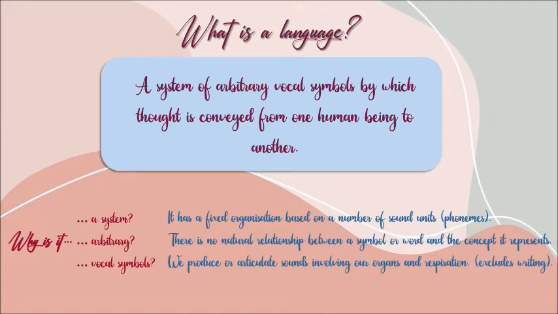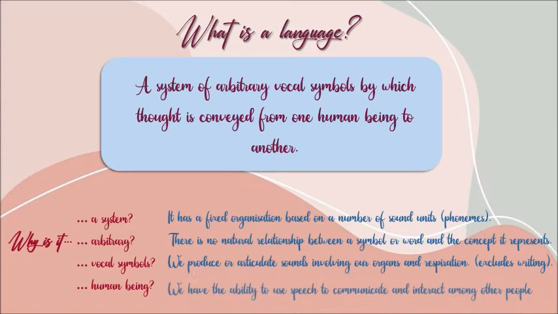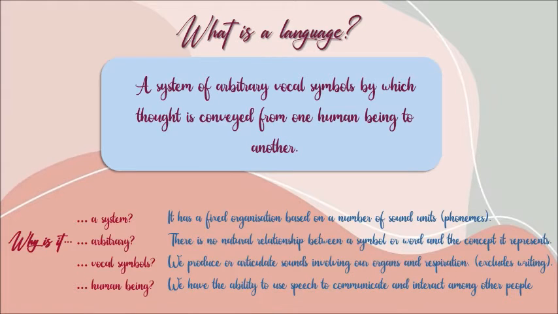of speech. And why is it among human beings? Because we have the ability to use speech to communicate and interact among other people. An animal can also communicate, but they do it in a different way, not using language as we do. They can use body language, different sounds, they can make use of their senses in different ways, but we, human beings, are the ones who use language.